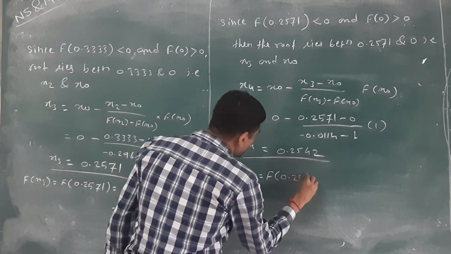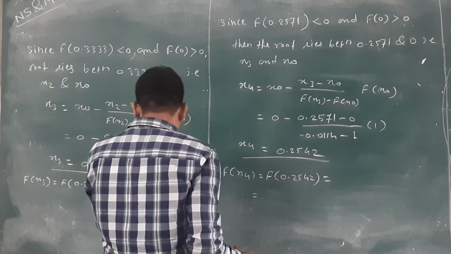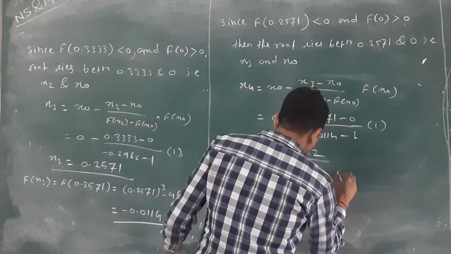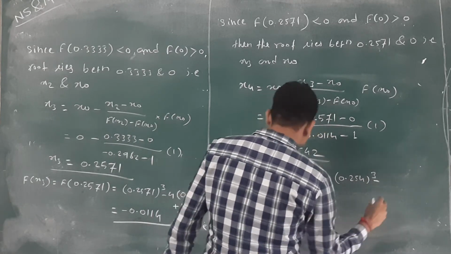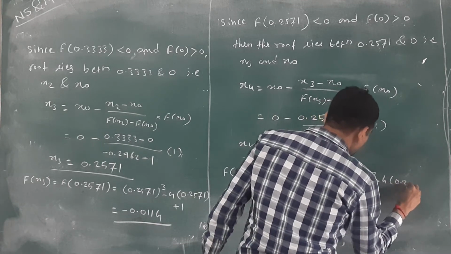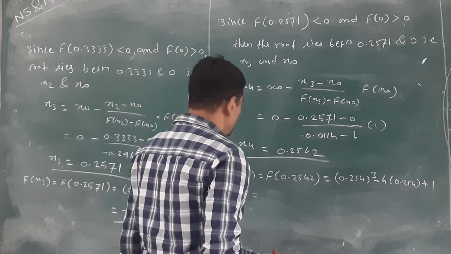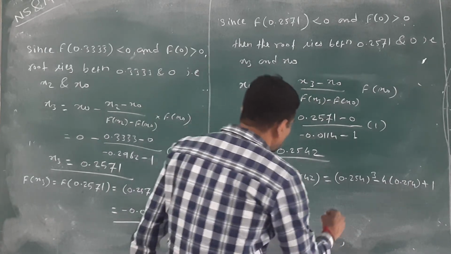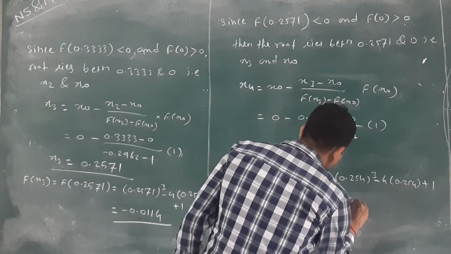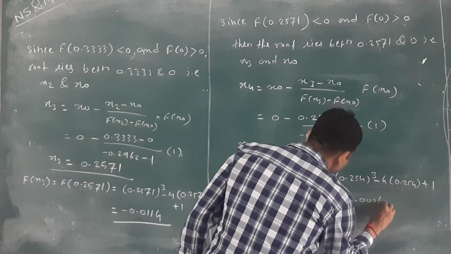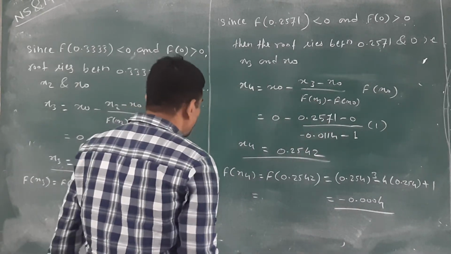How to check that? With the help of the given equation. What is the equation? x cube is there. Check that: 0.2542 cube minus 4 into 0.254 plus 1. If you have calculated that, then you will get f of x4 is equal to minus 0.0004. You will get the negative value.